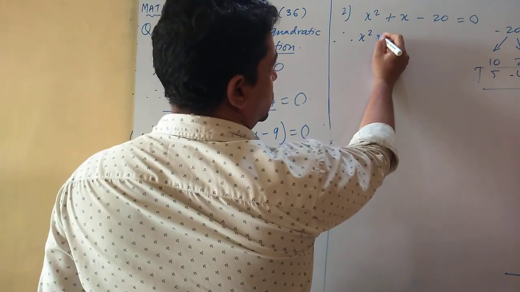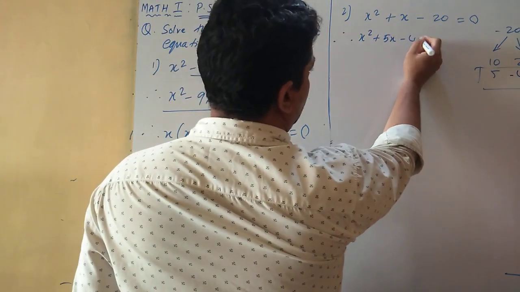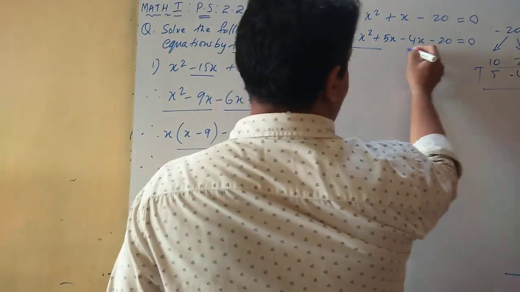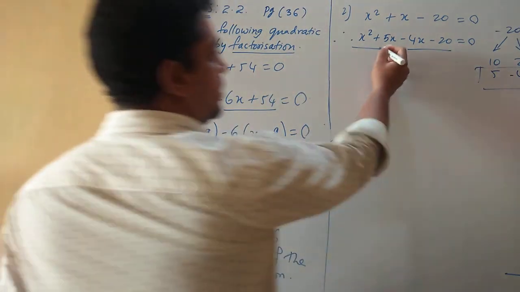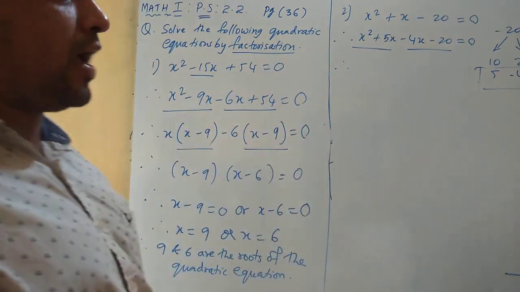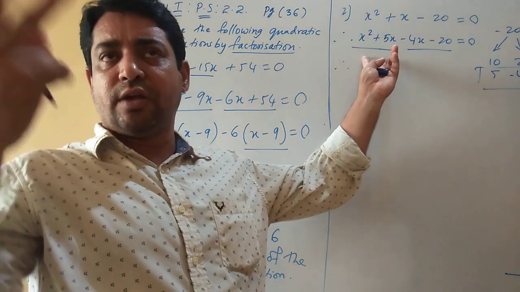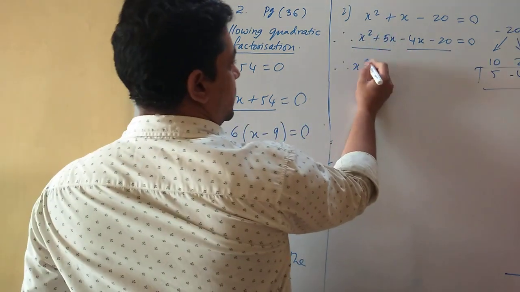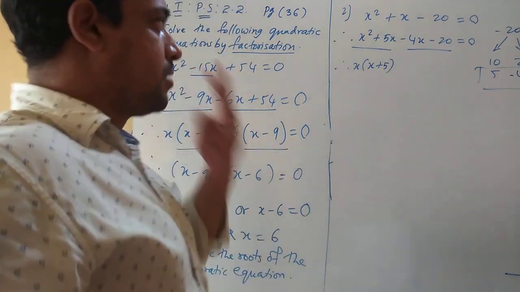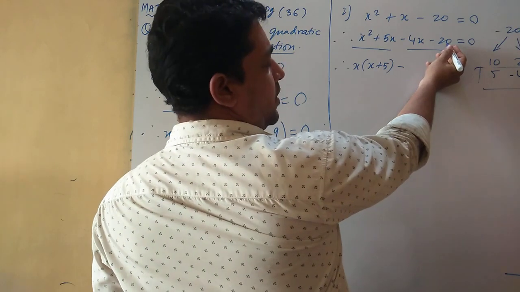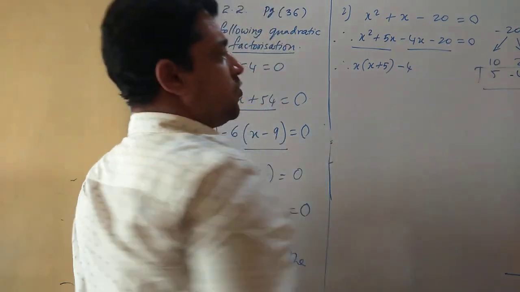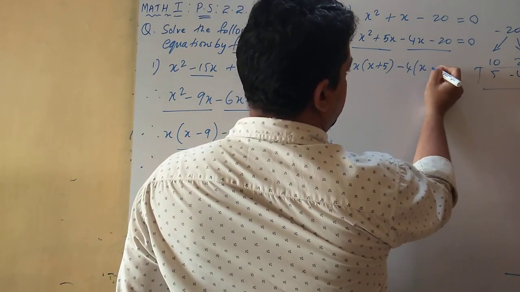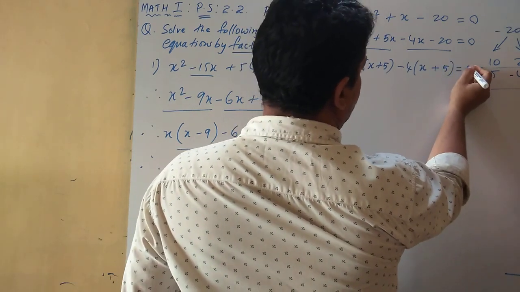Find the factors, that is x square plus 5x minus 4x minus 20 is equal to 0. We'll make a pair, two pairs we will get. Now from this I'll try to find a common term. So I can find x common. I told you in the first pair you will get a variable common. In the second pair it will always be the number. So here I can find x common, x plus 5, minus, I told you, 4 fives are 20. I take minus 4 common, x plus 5 is equal to 0.